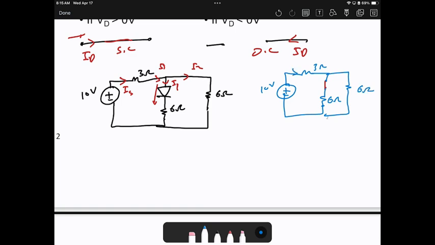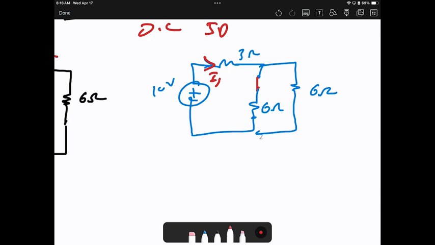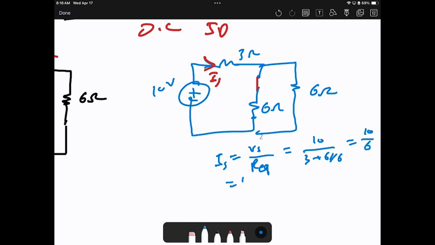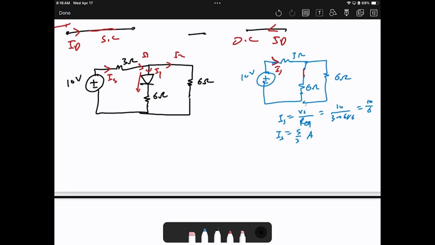My target is to calculate the current IS. How to calculate it? Just find Z equivalent, then it will be V over Z equivalent. So IS will be V source over Z equivalent, which is R equivalent here because it's DC. That is 10 divided by 3 plus 6 parallel with 6, which is 10 over 3 plus 3, so 10 over 6. So I will be 5 over 3 amperes. Okay? That's simple.